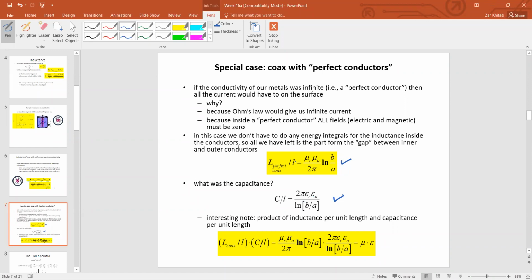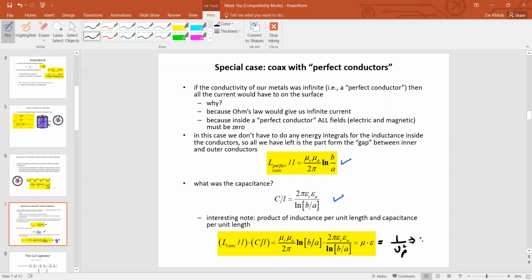So when we multiply the inductance of the coaxial cable and the capacitance of the coaxial cable, we end up finding the phase velocity of the electromagnetic wave which will propagate through the coaxial cable. So this phase velocity, Vp square, will be equal to 1 over mu epsilon.